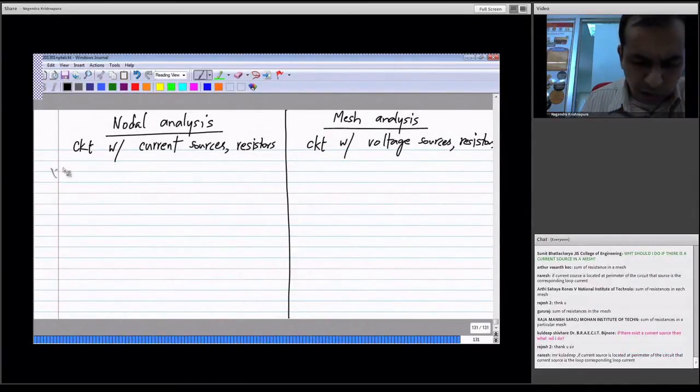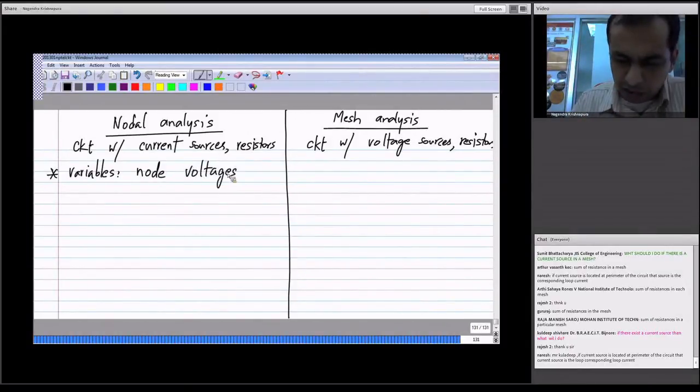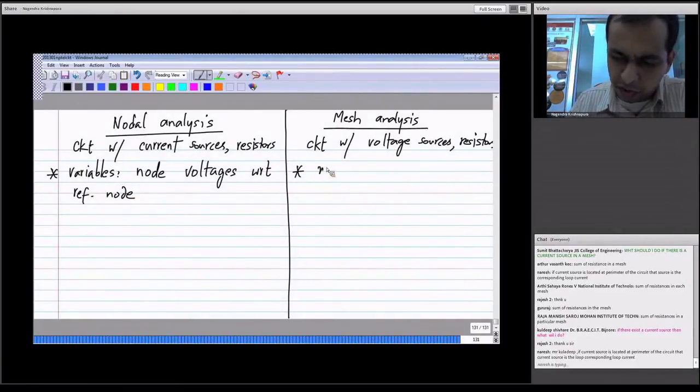node voltages with respect to the reference node, and in case of mesh analysis, the variables would be mesh currents in clockwise direction.